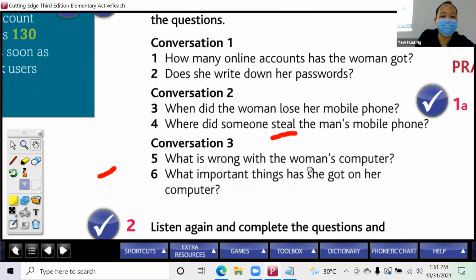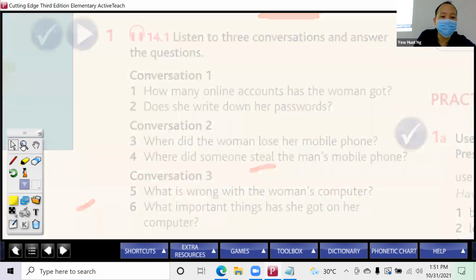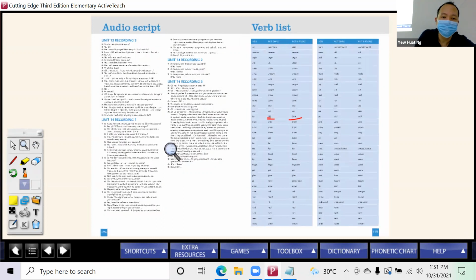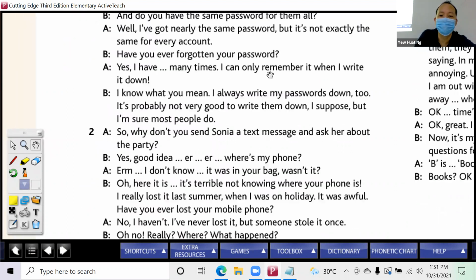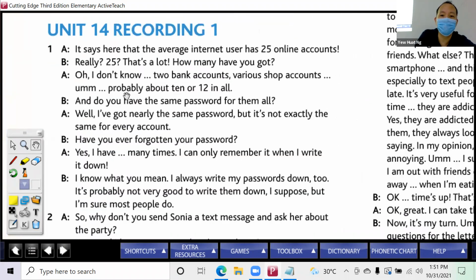I just want to look at the conversations because I think I heard some very interesting things. Just for the English, all right, 14.1, page 174. This is all the conversations just now. There's some of the different words. Various shop accounts. Understand various. Many different types. Various shop accounts, right? Nearly the same password.